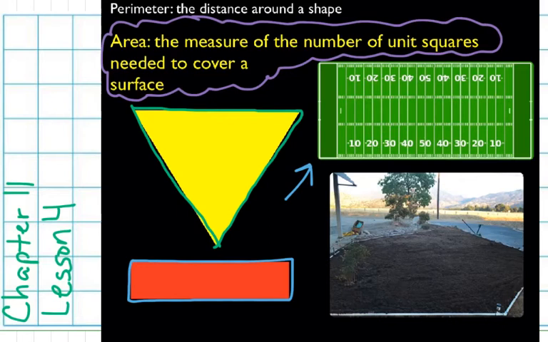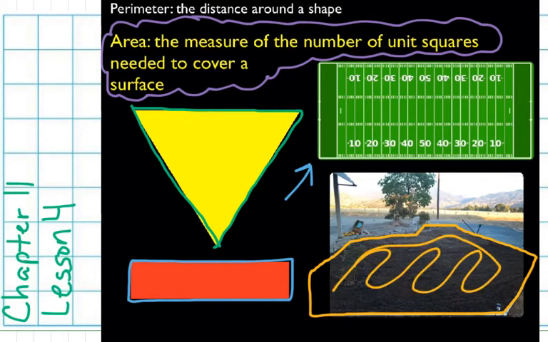And the final example we have is the yard that I showed you in an earlier video. The perimeter would be where we laid the pipe down. And the area is all of this dirt. That makes up the area.